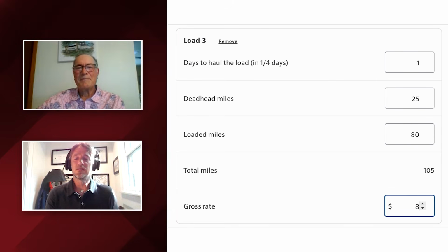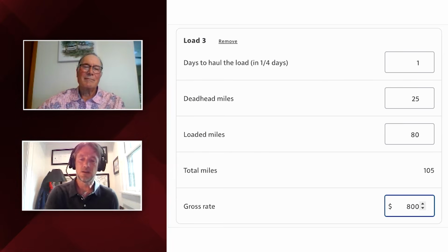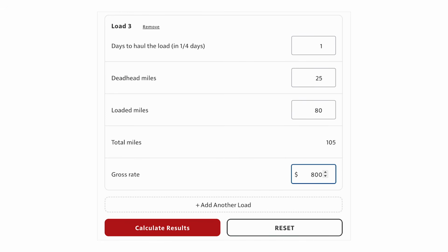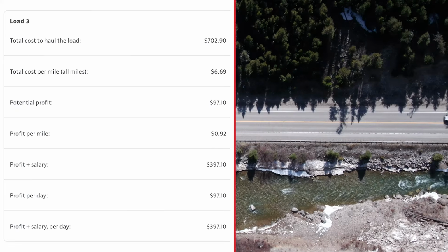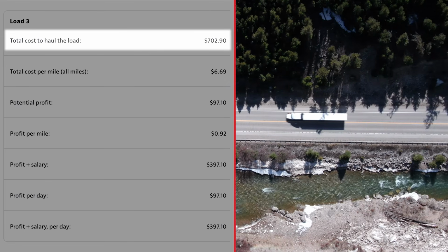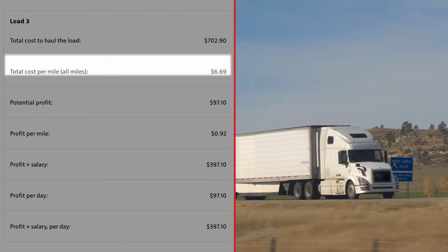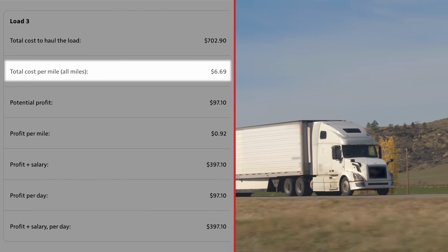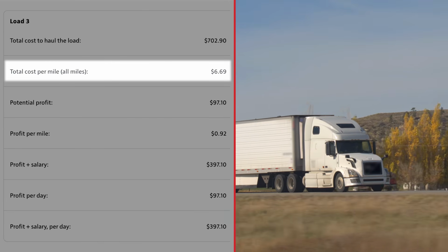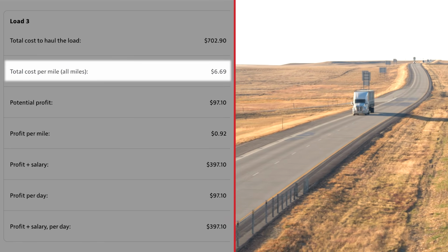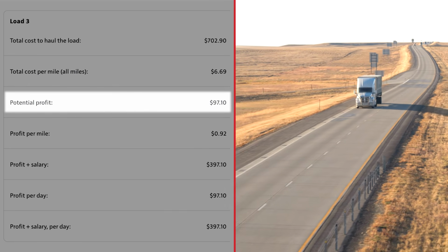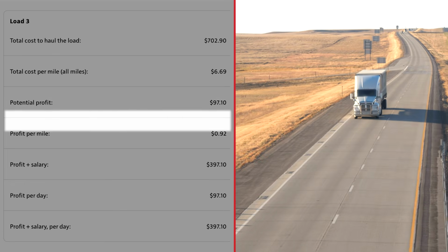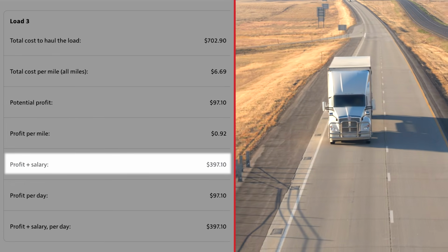The gross rate on this is a flat $800. Now, calculate results. Total cost to haul the load sits at $702.90, or $6.69 per mile at a single full day's worth of time in the load. Potential profit over and above salary is $97.10, with an extra $300 in the profit plus salary figure.